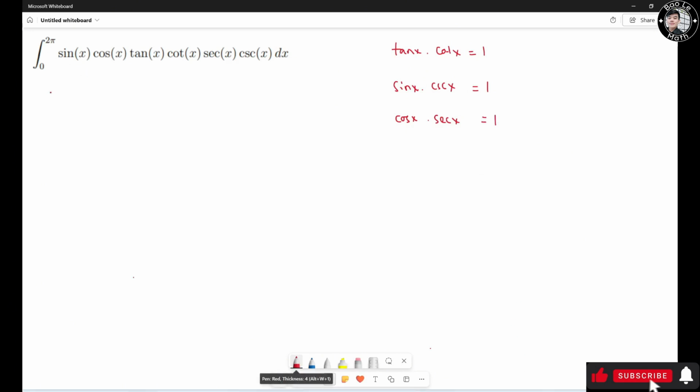So then this becomes the integral from 0 to 2 pi. This and this cancel out, right? This and this cancel out. This and this cancel out, right? So then this becomes 1 ds, right? So it's going to be s evaluated from 0 to 2 pi. So it's 2 pi, right? This one is the final answer.